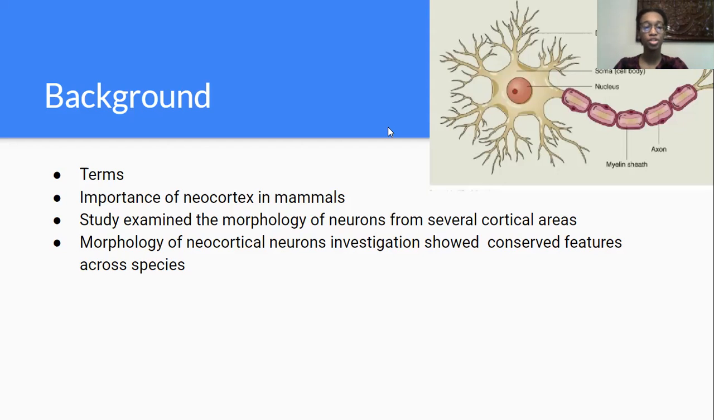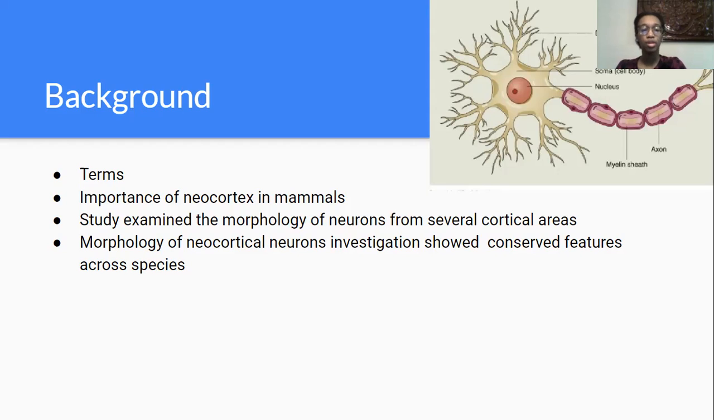The next term is morphology, and in biology, this is the study of the shape and the structure of animals, plants, and microorganisms, and their relationship to constituent parts. In the study, morphology relates to the shape of the neuron, which the experimenters were interested in. The third term is the neocortex, which is the cerebral cortex that's involved in higher brain functions such as sensory perception, cognition, and generation of motor commands. In humans, this is where language comes in. So this study is conducted about neuron morphology in the neocortex.